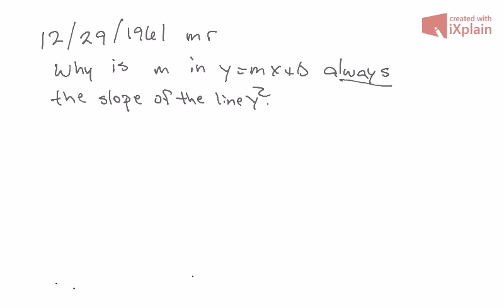And this is a typical question that students in pre-algebra, sometimes Algebra 1, have. They learn about this form of the equation of a line, and they don't understand why this m is magically always the slope. It's not magic. I'm going to show you exactly why.